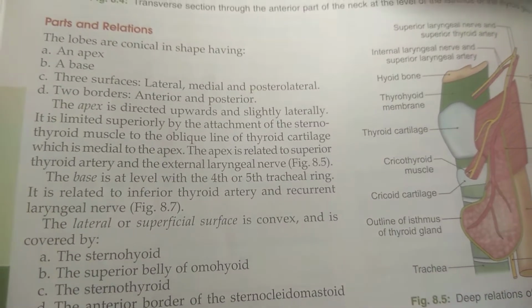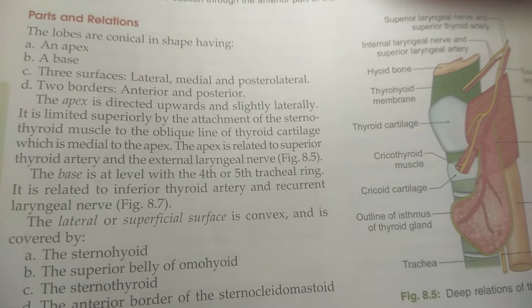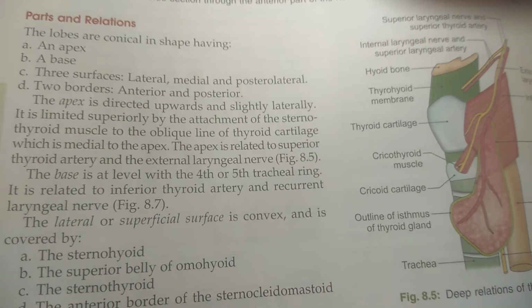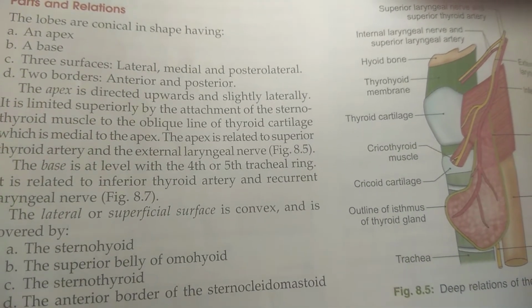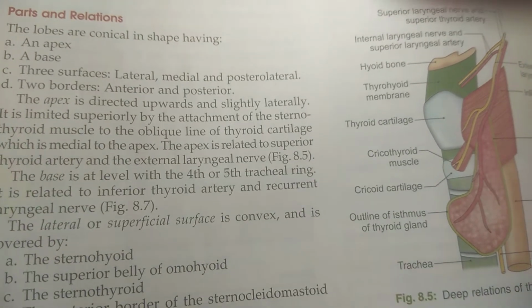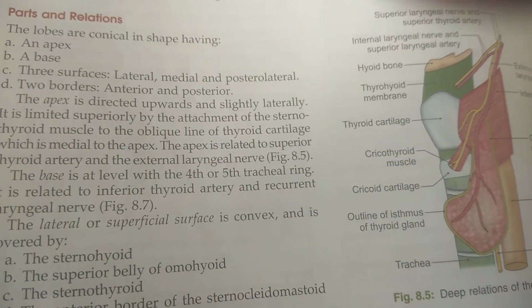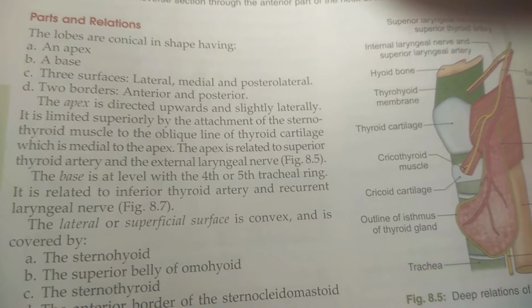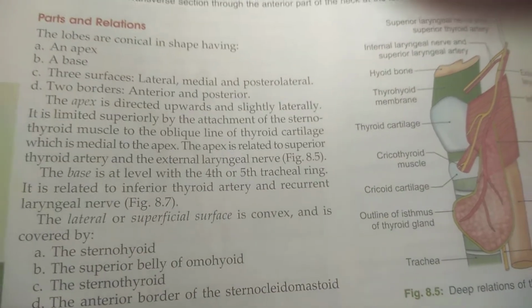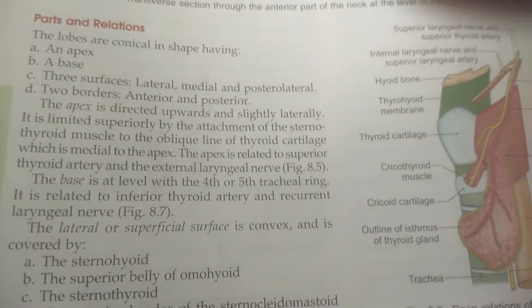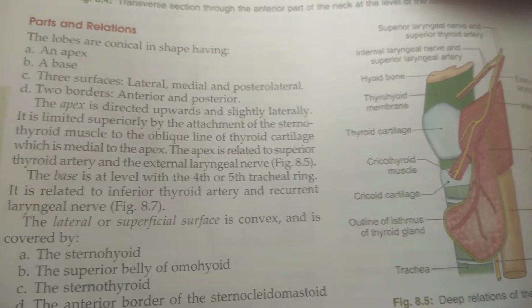Today we'll continue the topic thyroid gland. In the last video we have discussed some general features of the thyroid gland, dimensions and weight, its situation and extent, and what are the coverings of the thyroid gland. Today we'll talk about the parts and the relationships of the thyroid gland.